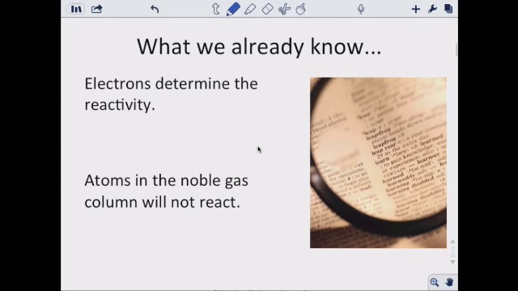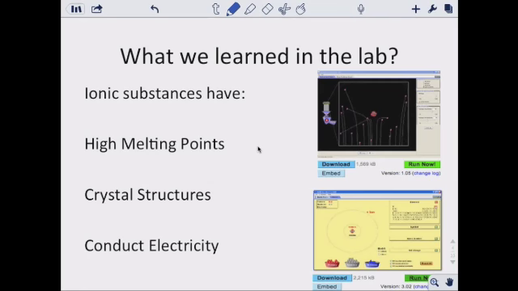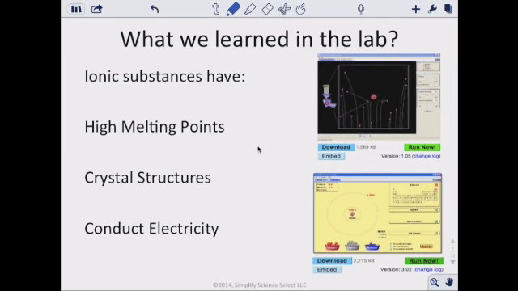So what we already know, electrons determine the reactivity. And so we know that the valence electrons in an atom are the electrons that are going to react with other things, and their structure and how many they have will determine the reactivity of that element. Atoms in a noble gas column will not react. And what we learned in the lab, ionic substances have very high melting points, they have very high crystalline structures, and they conduct electricity very well.